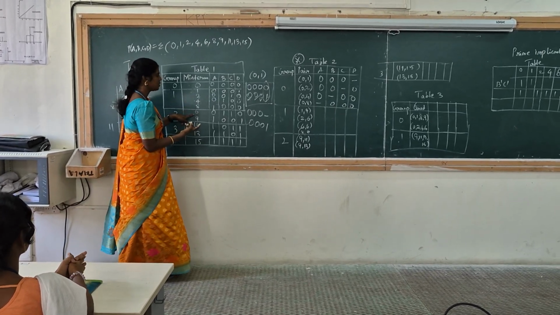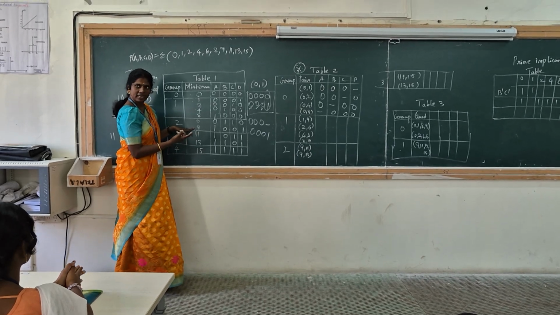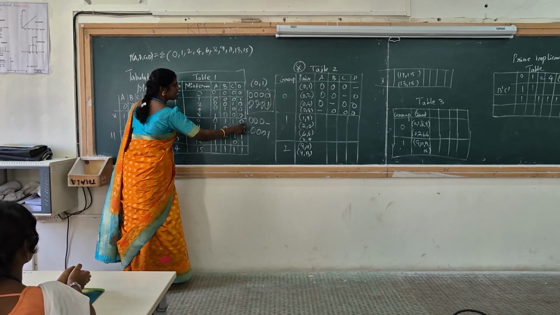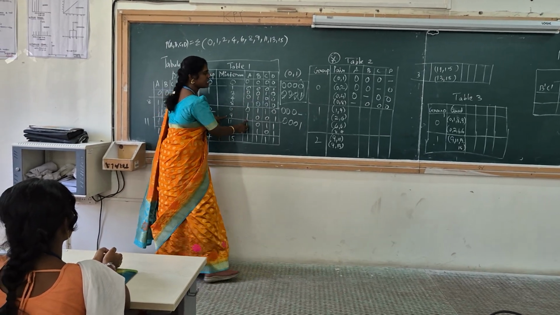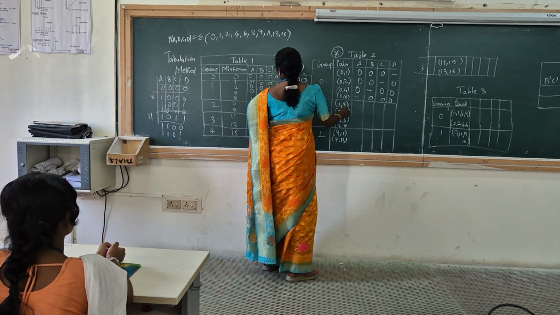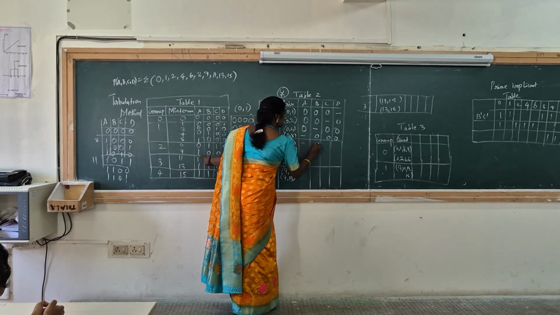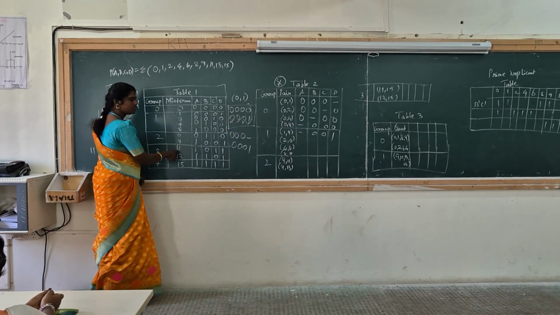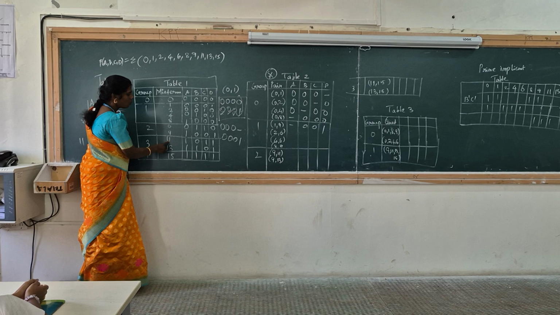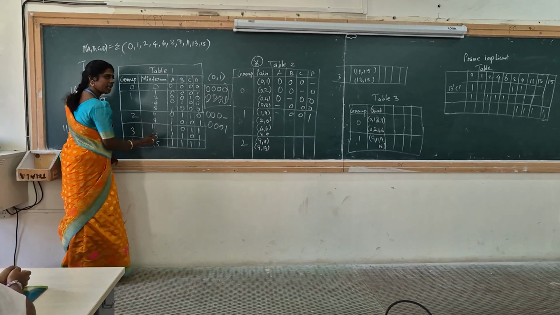1 with 6? No. 1 with 9? Yes. Yes or no? See, 1 is same, 0 is same, 0 is same. Only 1 bit is changing. So 1 with 9, where should I place the hyphen? The first place, yes? So hyphen, 0, 0, 1. Similarly, 1 with 11, is it possible? No, not at all. 1 with 13, no. 1 with 15, no.